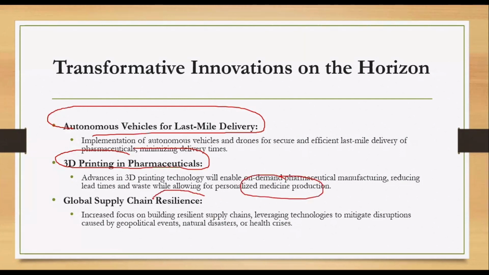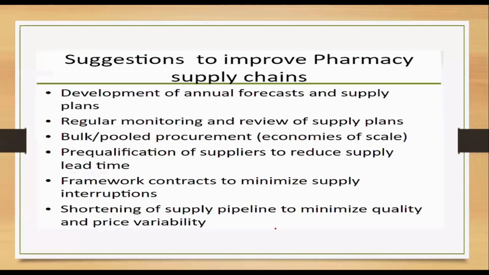And of course, supply chain resilience. This is one concept that is coming up, because of the disruptions in the supply chain during COVID time. So how are you going to cope with this and build robust pharma supply chains? That is what resilience to shocks means. How are you going to absorb these things, and how do you prepare yourself? So a resilient supply chain leverages technologies and mitigates disruptions caused by geopolitical events, natural disasters, and also health crises.